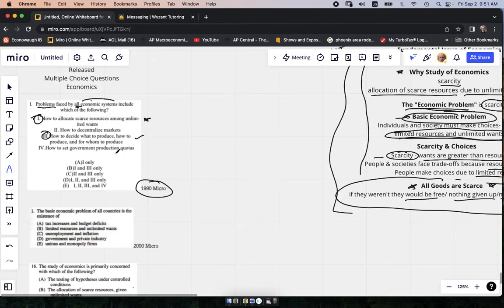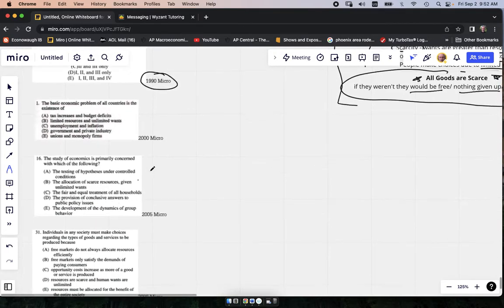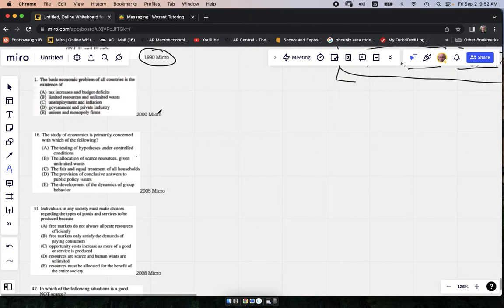How to set government production quotas. Now, the market system would not do this, right? It would not set government production quotas. So that implies that it's not faced by all economic systems. So just 1 and 3 looks like the answer there. Easy if you've studied. 2000 micro, right?